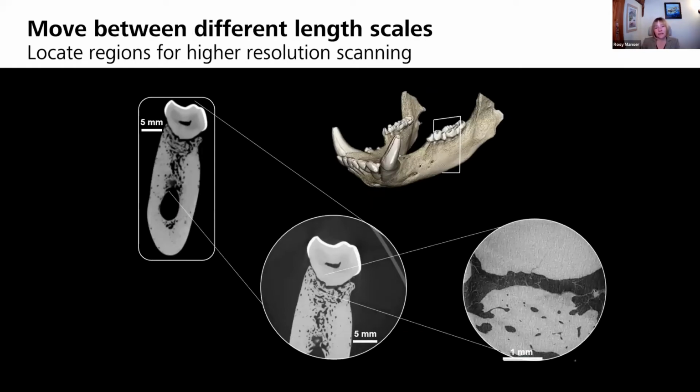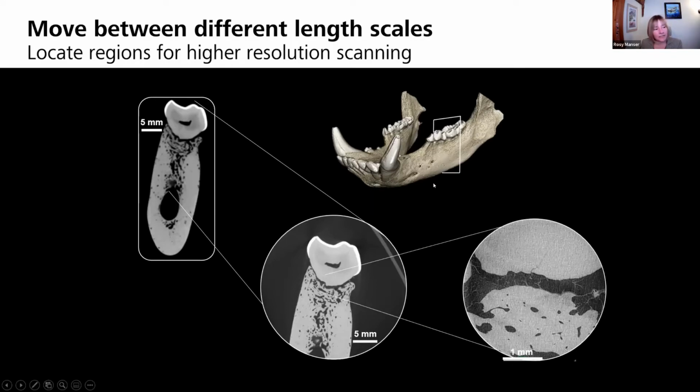So multiscale imaging isn't just applicable in things like plants, it's also applicable in things like bones. This is a bear jaw. It was actually taken from the bear before it was imaged. But what we see here is that the group were interested in the interface between the tooth and the jaw, sorry.